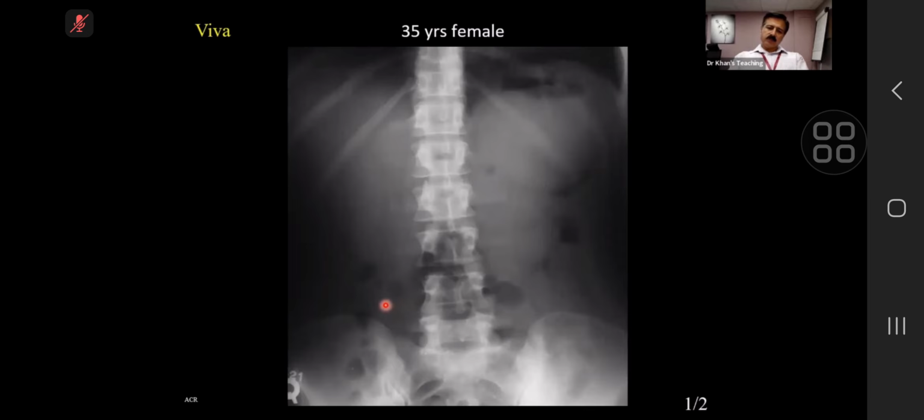Candidate 3, over to you. Anything in the soft tissues? Do you see anything?